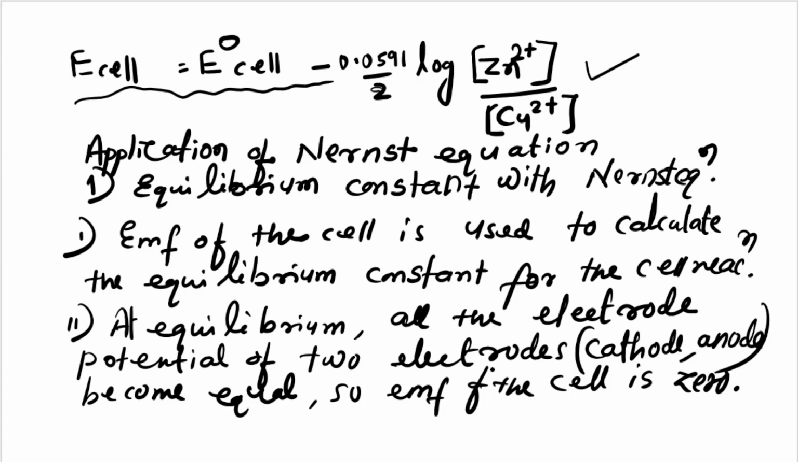Then how? At equilibrium, as you know from 11th class, all the electrode potentials of the two electrodes, cathode and anode, become equal. That means at the equilibrium condition, I will explain again: the electrode potentials of the two electrodes become equal. So the EMF of the cell equals 0, because in this condition the electrode potentials become equal.